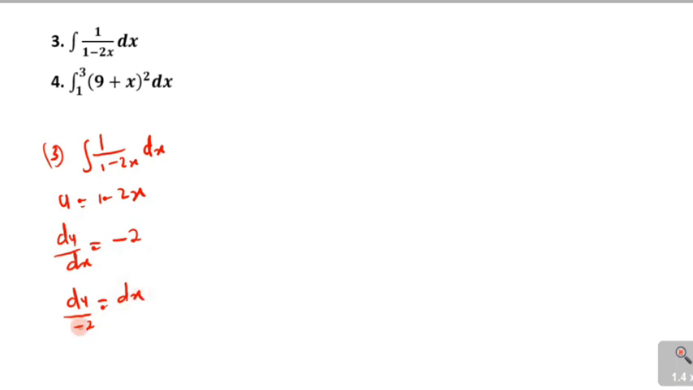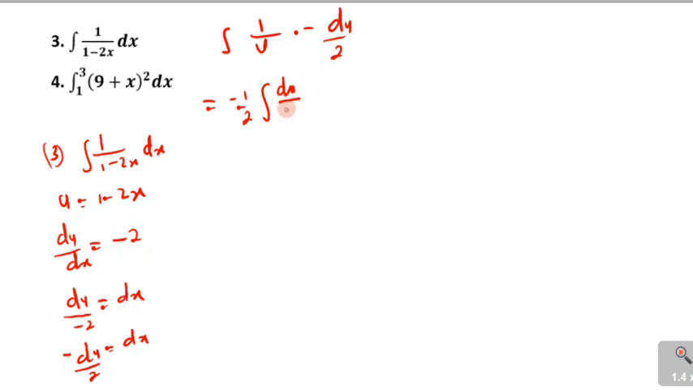We can't keep the negative sign below. So minus du over 2 would be equal to the dx. So I'm going to substitute this for this. So this would now look like integral of 1 over 1 minus 2x, which is u, times minus du over 2. The minus and 2 are constants, so I'm going to move that outside. That will look like minus 1 over 2 integral of du all over u.